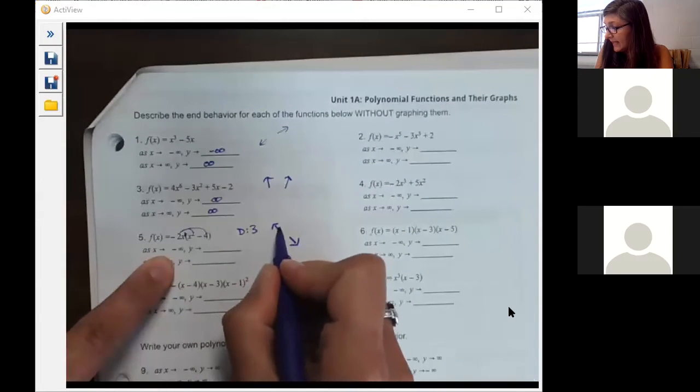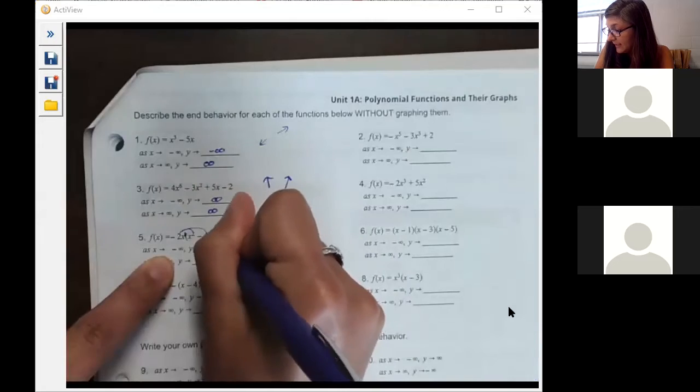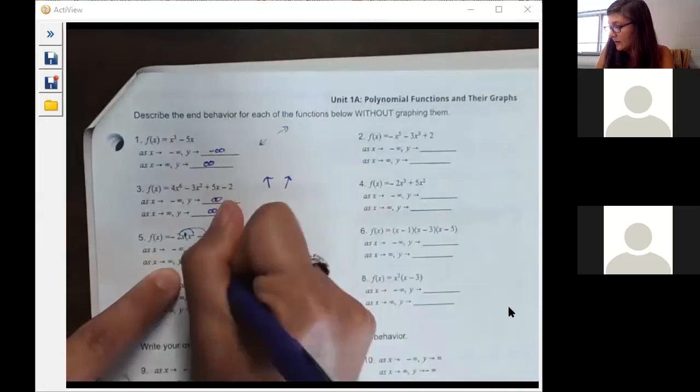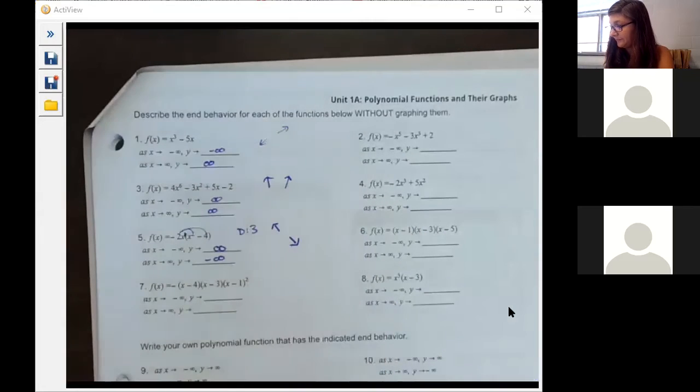So on the left side, we're going up. That's infinity. On the right side, we're going down. That's negative infinity. That's end behavior.